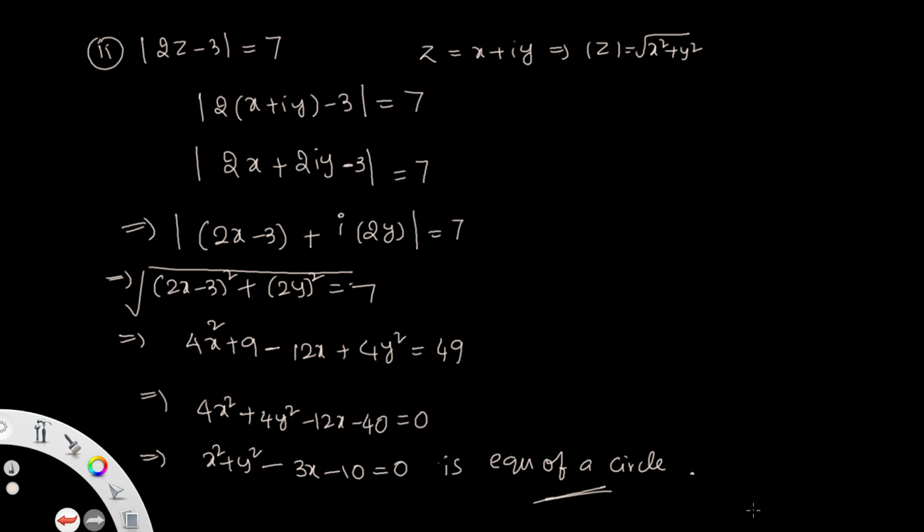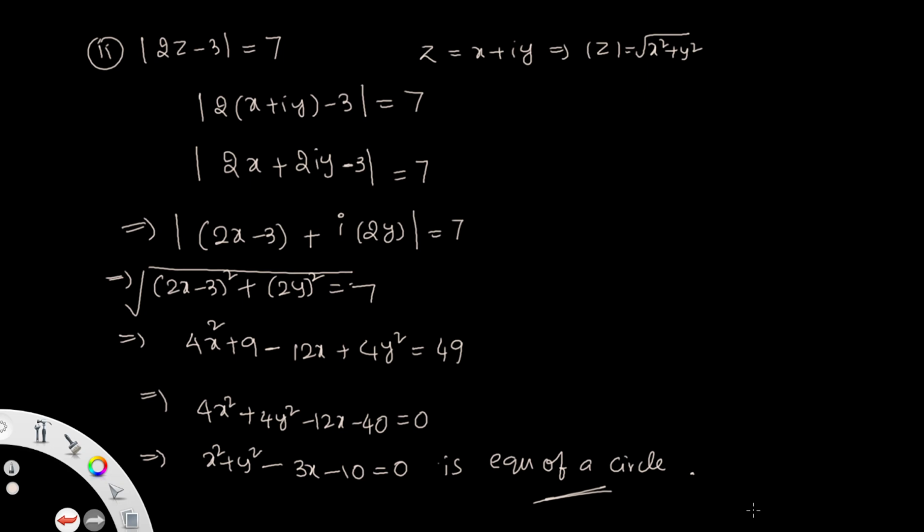So z equal to x plus iy, then mod z equal to root of x square plus y square. Substitute z as x plus iy: 2 into x plus iy minus 3. So 2x plus 2iy minus 3 in the modulus equal to 7. Take the modulus, separate the real and imaginary parts: 2x minus 3 is the real part, and i into 2y, that is 2y, is the imaginary part, equal to 7.